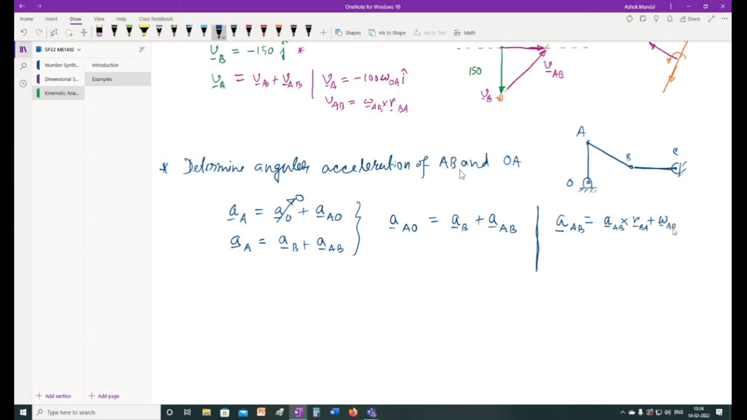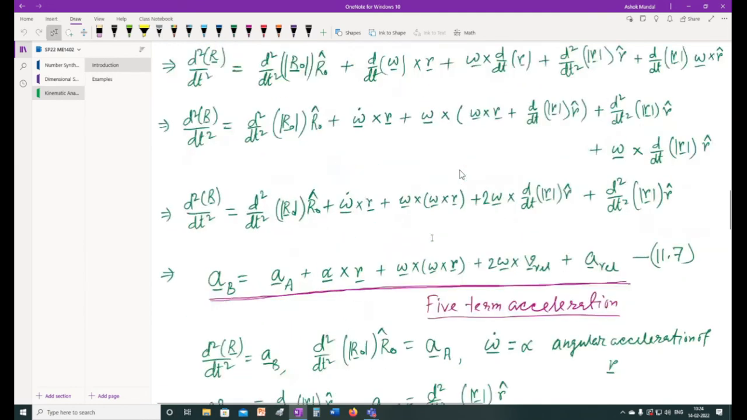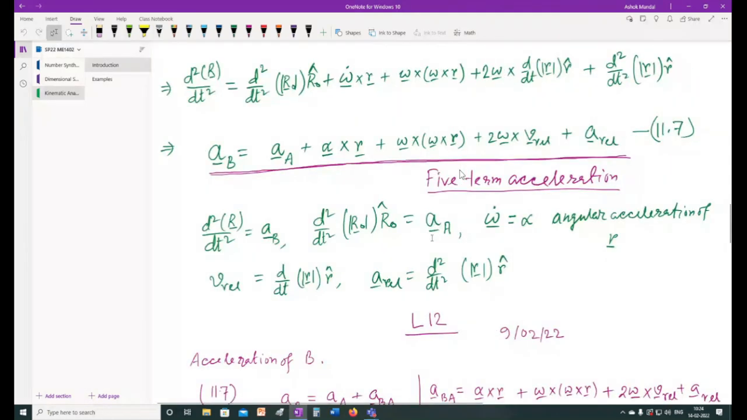Omega cross R. Have you forgotten? Okay, let me remind you a little. This is the expression. Can you see it? This is the expression. So the first expression is alpha cross R.